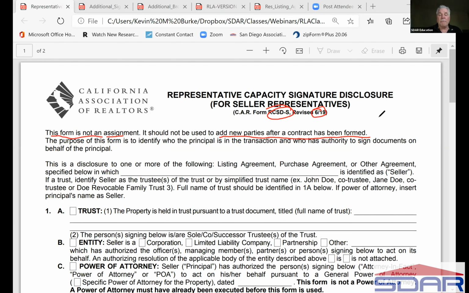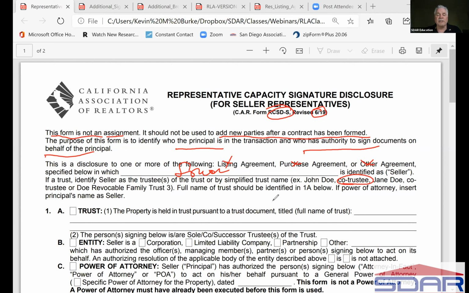The purpose of the form is to identify who the principal is and who has authority to sign documents on behalf of the principal. This is a disclosure to one or more of the following: either the listing agreement, the purchase agreement, or some other agreement specified below in which the seller is identified. If a trust, identify seller as the trustee of the trust, or by simplified trust name. It'll be a very official looking thing. You can't miss it. If you had it on your computer, you do copy paste. So for example, John Doe co-trustee, Jane Doe co-trustee, revocable family trust. The family name of the trust should be identified in 1A below, and we're going to talk about that. If power of attorney, insert the principal's name as the seller.